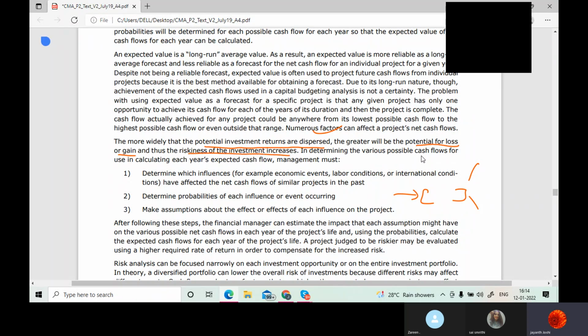So in determining the various possible cash flows for use in calculating each year's expected cash flow, management must consider all these points and determine which influences. See, what are the factors that influence your project? Like economic events, the shocks which happened in the economy, like the COVID scenario was a shock for us because we didn't expect such a thing coming to India. We thought that it was only restricted to China, but even that came to India. And then we are suffering till now. This Omicron, some cron is coming on.